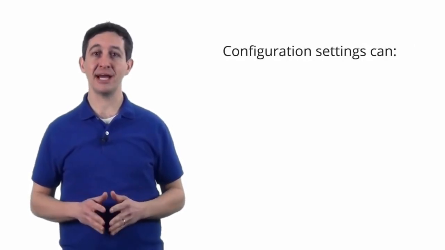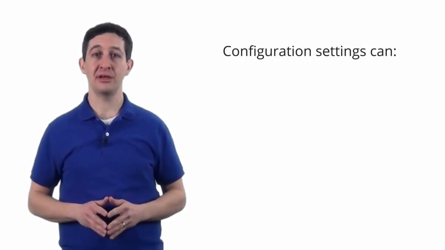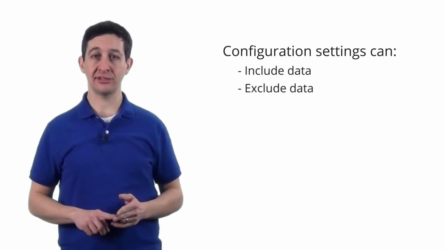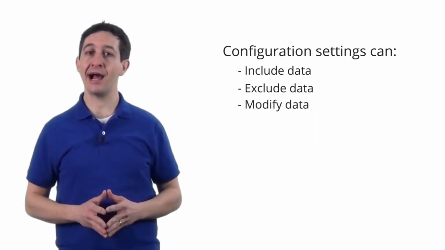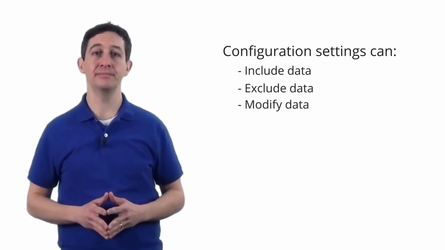An important part of processing is data transformation and aggregation. This is how Google Analytics applies your configuration settings to all of your data and prepares it for your reports. Your configuration settings can impact your reports in one of three ways: by including data, excluding data, or modifying how data appears in a reporting view.